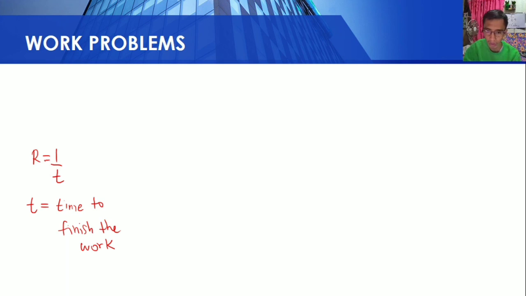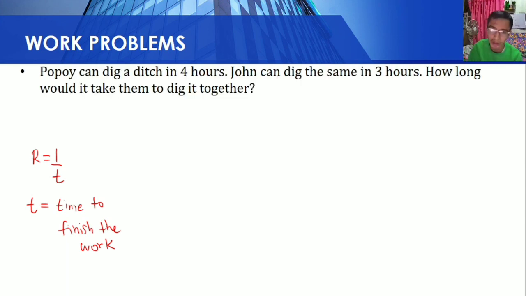Yung R, yun yung rate ng tao to finish the work, and yung time, T, yun yung time to finish the work. So example, Popoy can dig a ditch in 4 hours. John can dig the same in 3 hours. How long would it take them to dig it together? Kapag dalawa nilang ginawa, gaano daw nila katagal na mahuhukay yon.